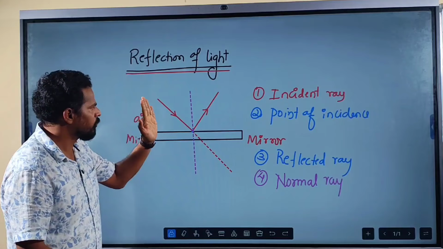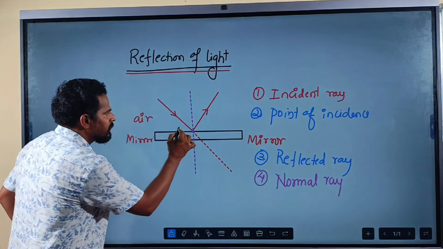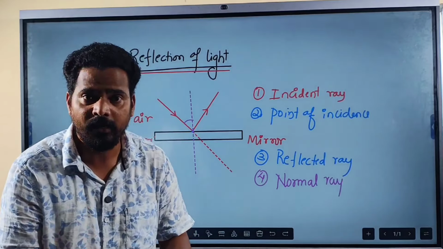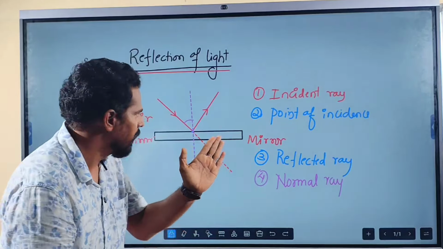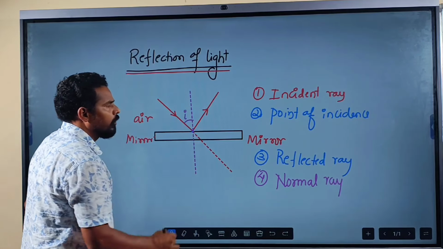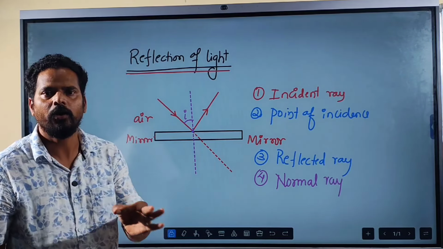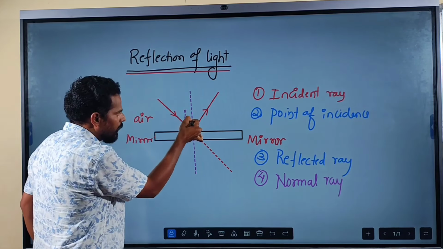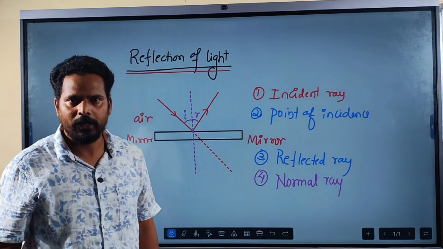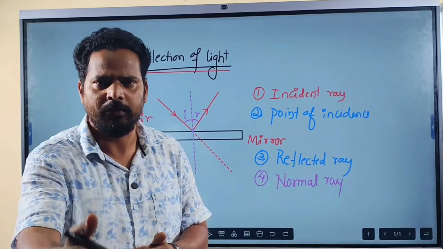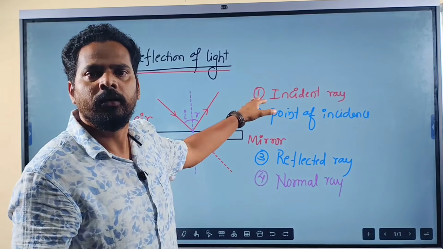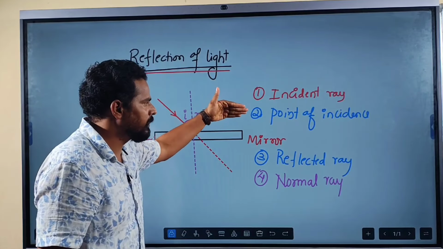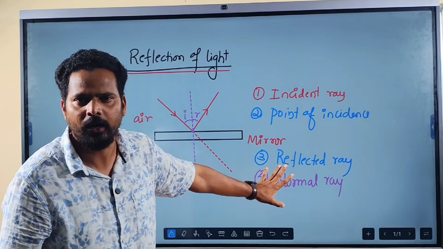Now look at this. When you draw the normal ray, there is a formation of angle between the incident ray and the normal ray. The angle formed between the incident ray and the normal ray is called the angle of incidence. Similarly, the angle formed between the reflected ray and the normal ray is called the angle of reflection. So, if they ask in the examination to describe the reflection of light, you have to draw the diagram and explain these important points. Clear? I hope you understood.